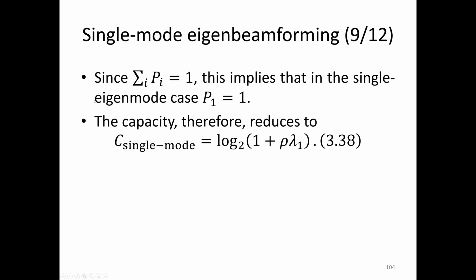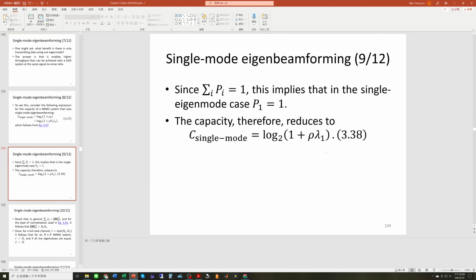Next page. Since the summation of P_i for i equal to 1 is equal to 1, let me change the pointer. This implies that in the single eigenmode case, P_1 is equal to 1. The capacity therefore reduces to C single mode equal to log 2 of 1 plus rho lambda_1. Oops, here is another error.